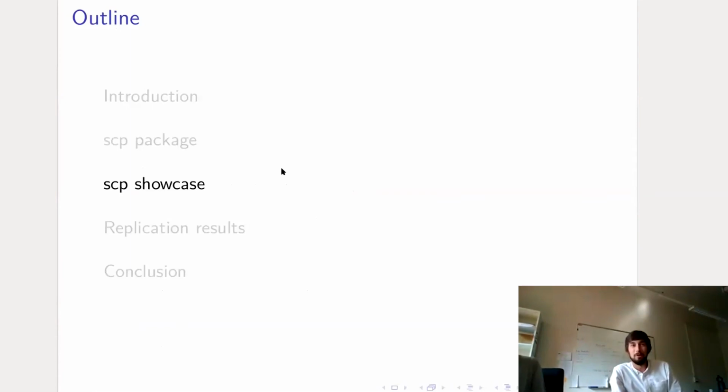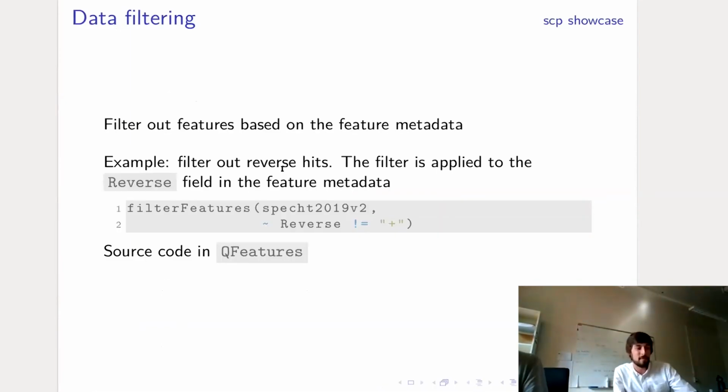So let's see how all of this works. One common functionality is to remove low confidence features based on the metadata that is stored in the dataset. For example, we could remove the PSMs that were matched to the reverse database that serves as a decoy database. This information is already available because it was computed by MaxQuant and is stored in the reverse field of the metadata. So using filterFeatures, we can perform this. We supply the data set and give it a condition. In this case, the features for which the reverse field is positive are removed. The function then returns a data set containing only the PSMs that passed that condition.